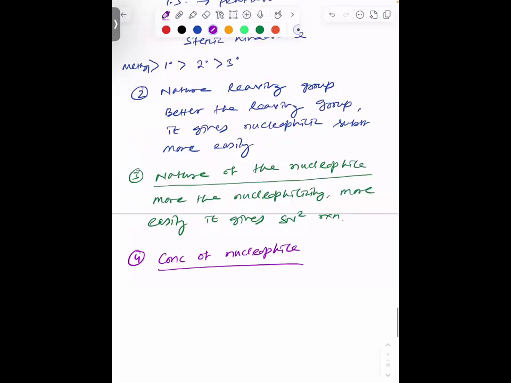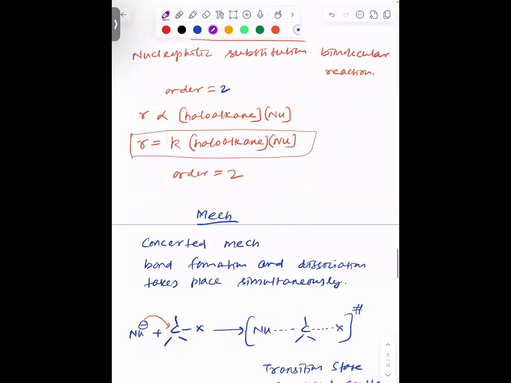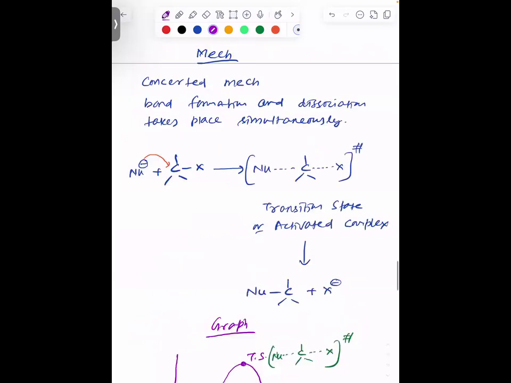Let us see, students, the rate determining step or slow step. In the slow step, both haloalkane and nucleophile are present, which is in SN2 and not in SN1. In SN2, the nucleophile is also present in the slow step or rate determining step. So by increasing the concentration of the nucleophile, the rate of SN2 reaction increases.